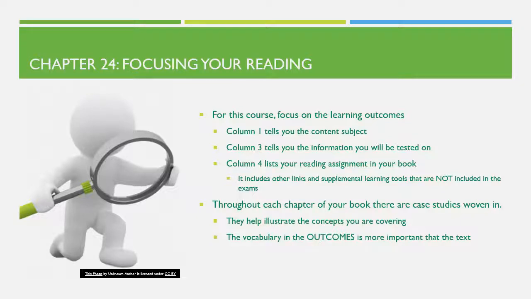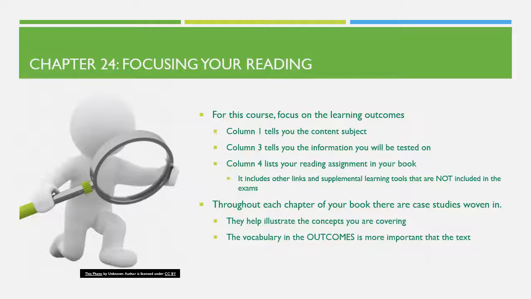Your book is the Cherry and Jacob Contemporary Nursing Issues, Trends, and Management, 7th edition by Elsevier. There are online companion tools for the student, so you can register for those. This course focuses on the learning outcomes that are published in your outcomes. Those are listed on OneNote for you.